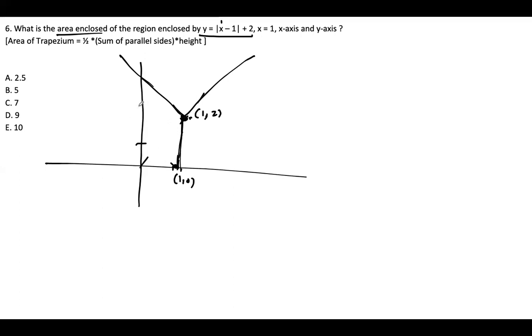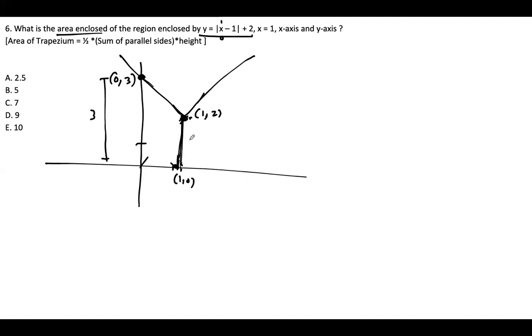Now please tell me what is the x coordinate of this? So you'll put x is equal to 0, which would make y equal to 3. So 0 minus 1 is minus 1. Mod of minus 1 is 1. 1 plus 2 is 3. So what is this distance? 3. The height is 3.